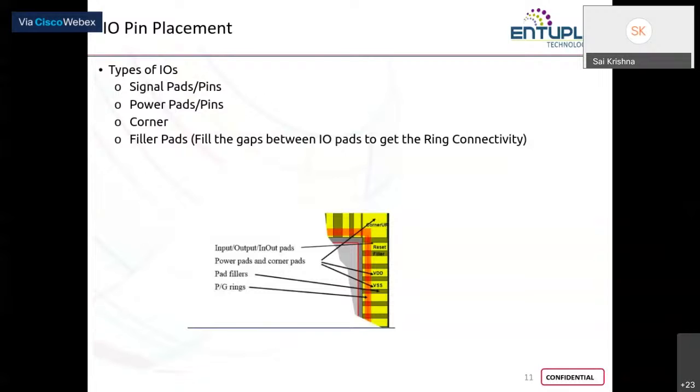Or, if your design is not too complex, let's say if you have a standard cell count of less than 100 or 200, then you can directly place the IO pins along with your standard cell placement.